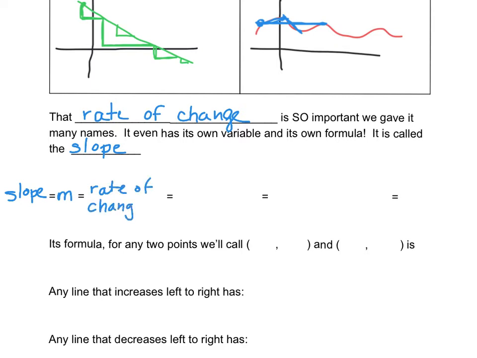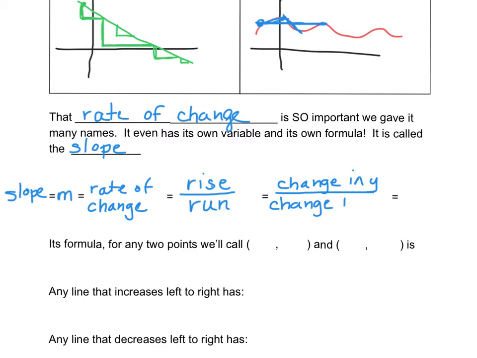We refer to it as the rise, the up and down, the difference in the up and down divided by the run. The rise is the up and down, the run is the left-right. That rise to run ratio, the ratio of the rise to the run. We call it the change in y divided by the change in the x. A lot of times when we write slope, we write it as a fraction, as an improper fraction. We don't write it as a mixed number, we write it as an improper fraction.